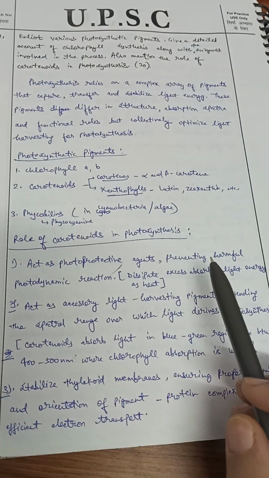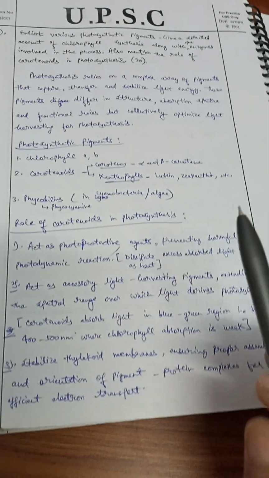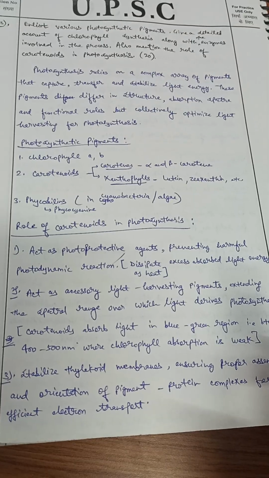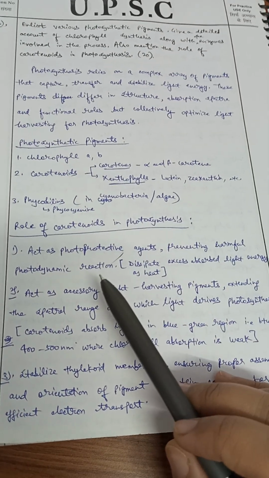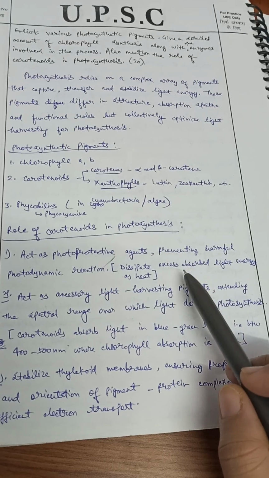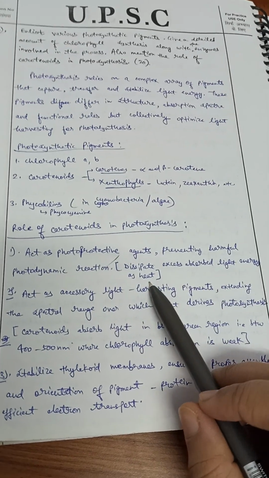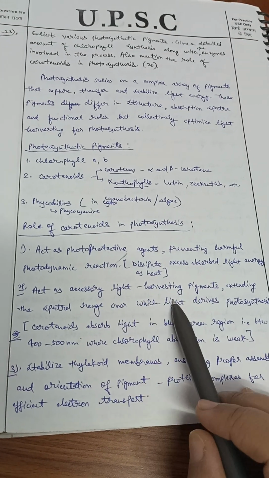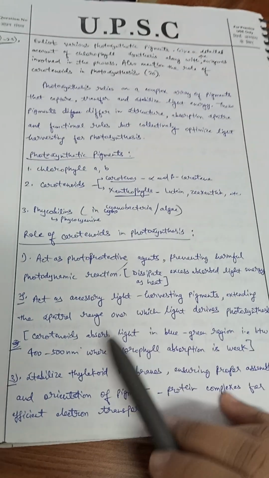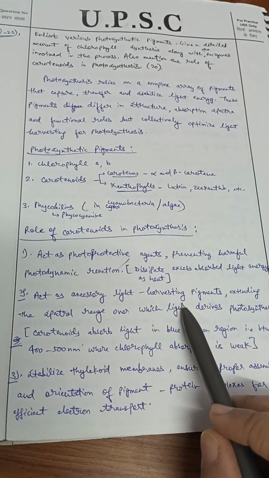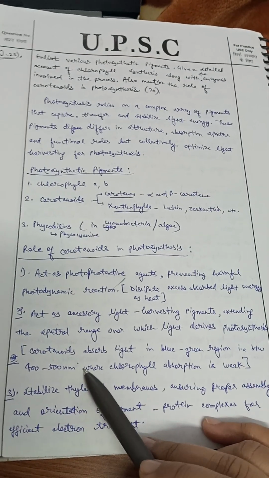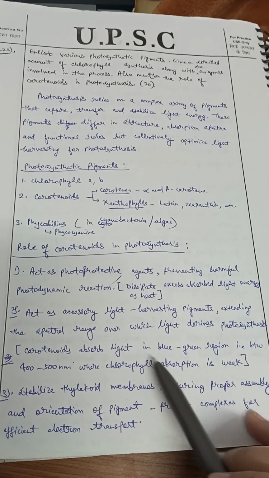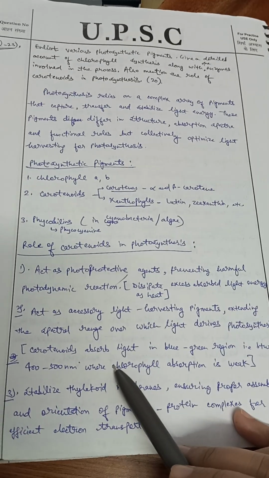Now the role of the carotenoids in the photosynthesis. There are two major roles of carotenoids. First of all, they act as photoprotective agents, preventing the harmful photodynamic reaction. So they dissipate the excess absorbed light energy as heat. Now they act as accessory light harvesting pigments, extending the spectral range over which the light drives photosynthesis. So basically carotenoids absorb the light in the blue to green region, that is between 400 to 500 nanometer, where chlorophyll absorption is weak. So that's why, in the region in which the chlorophyll can't absorb the light, carotenoids can absorb the light in that region.